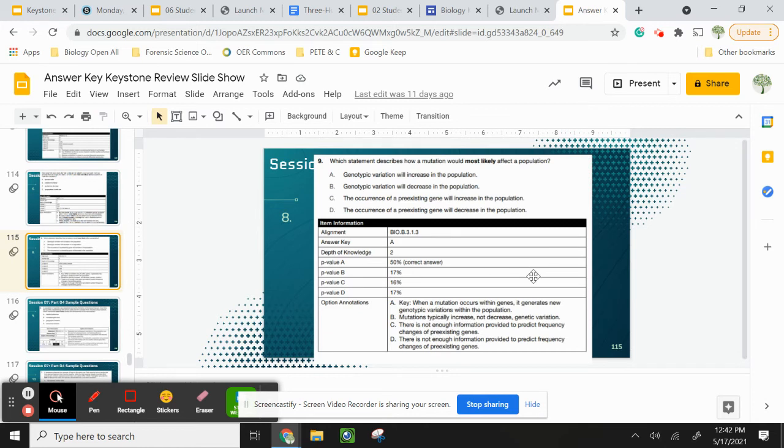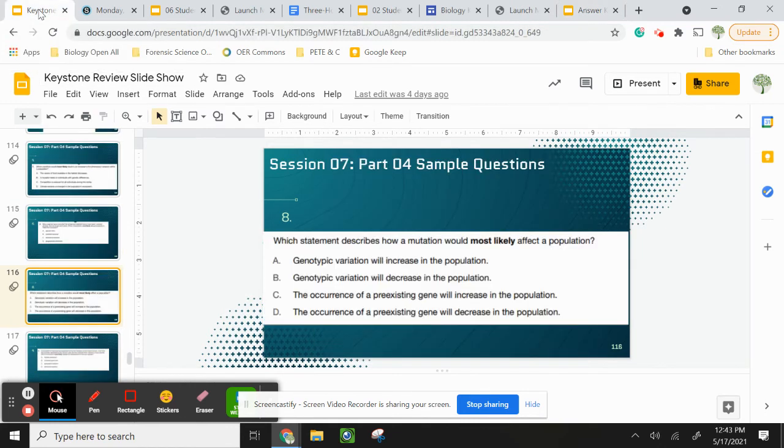It's okay. The answer to number 8, if you selected A, you are correct. We have a mutation that's going to increase genetic variety in the population, just like we were just talking about with the cats. A mutation comes along, and where you only had black cats like a witch, now you have cats that have different colored fur. That's an increase in genotypic variation. The rest of them just don't make sense. Don't pick those other choices.